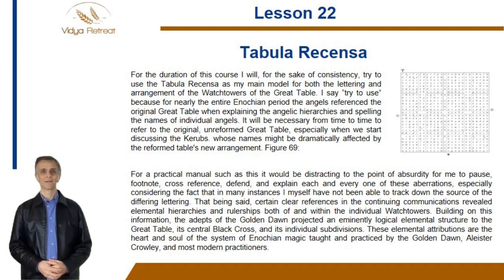That being said, certain clear references in the continuing communications revealed elemental hierarchies and rulerships both of and within the individual watchtowers. Building on this information, the adepts of the Golden Dawn projected an eminently logical elemental structure to the Great Table, its central black cross, and its individual subdivisions. These elemental attributions are the heart and soul of the system of Enochian magic taught and practiced by the Golden Dawn, Aleister Crowley, and most modern practitioners.